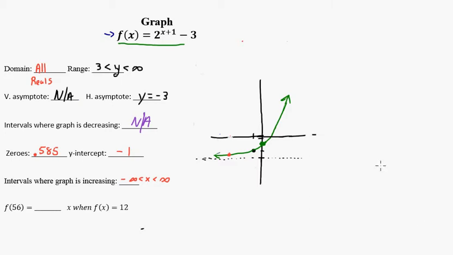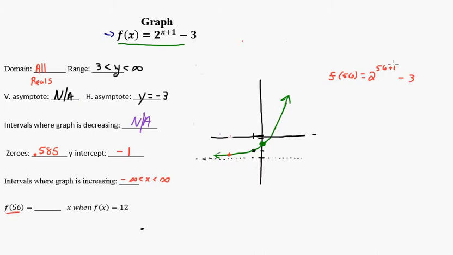Okay, in our previous videos, we graphed this function, we answered some questions about domain and range and asymptotes. And now what I want to do is evaluate the function at 56 and find x when f of x equals 12. So let's look at what we mean by f of 56. This is pretty straightforward. When it's f of 56, all I'm doing is I've replaced x with 56. So this would be 2 to the 56 plus 1 minus 3.